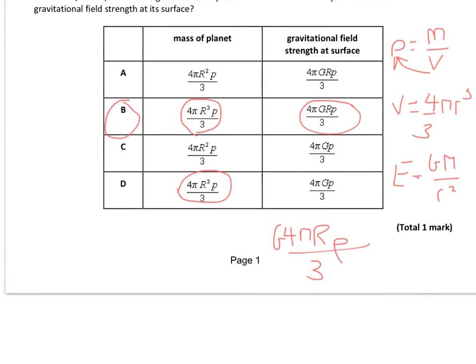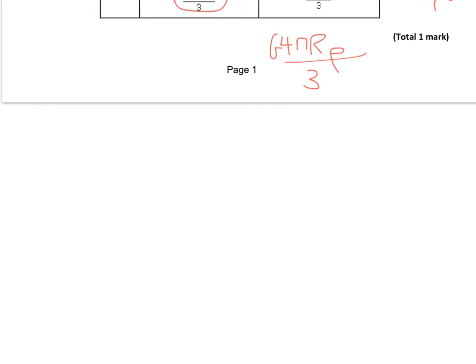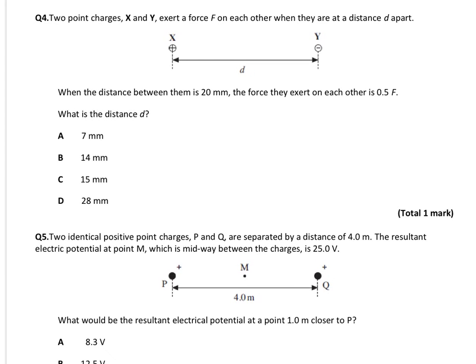Okay, so let's move on. Okay, so we've got 2 point charges, X and Y, and they exert a force F on each other when they're a distance d apart. When the distance between them is 20 millimeters, the force they exert is 0.5 F. What is the distance d? Okay, so let's think about how the force is calculated with charges.